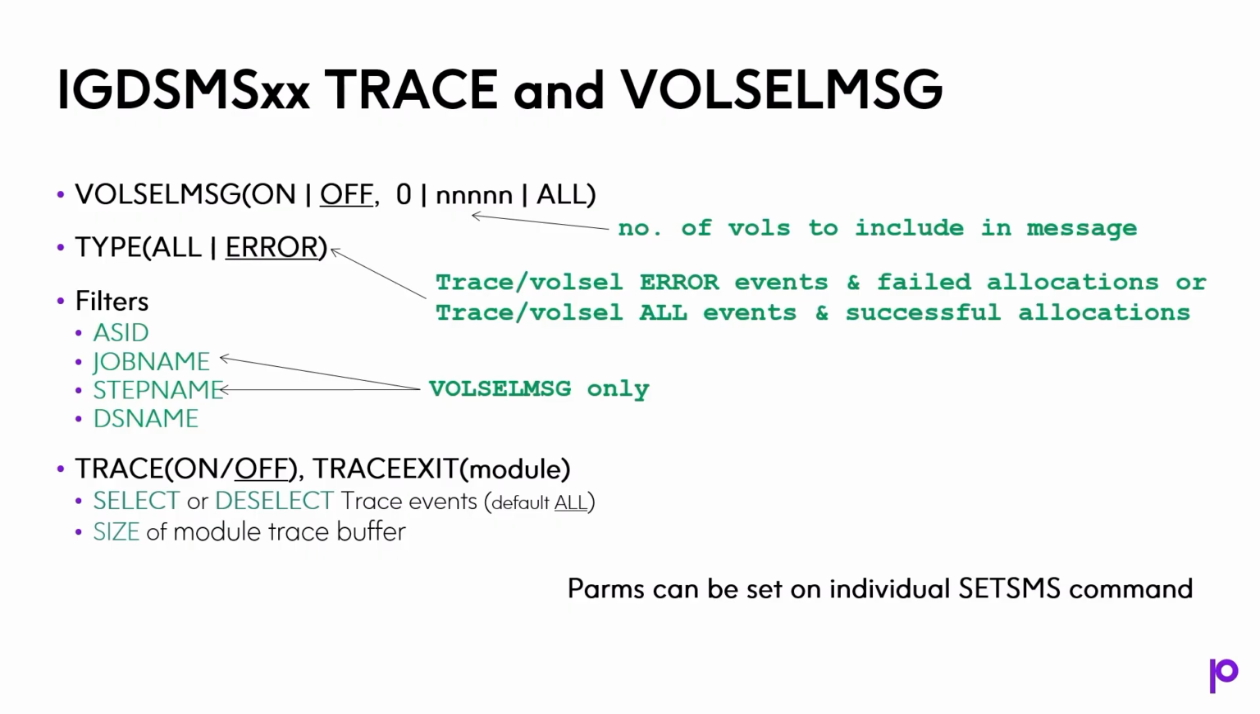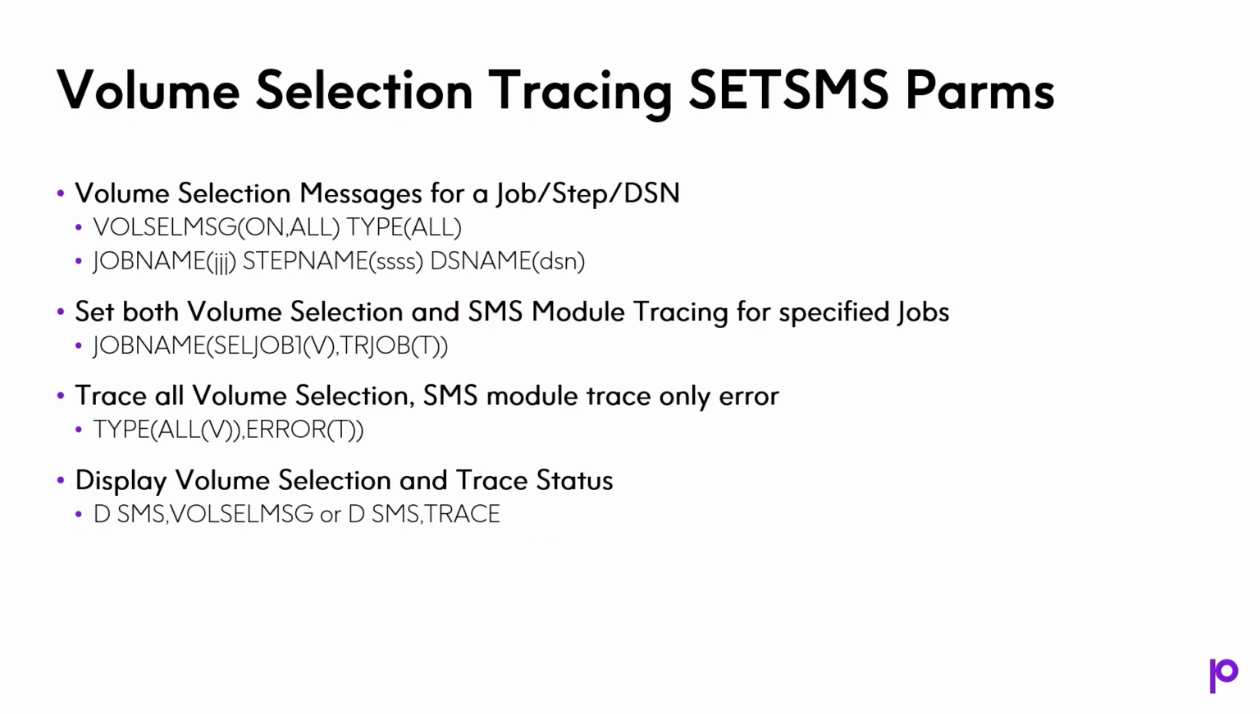And do I want these volume selection messages to come out for all allocations? No, I probably will want to see them mostly for allocations that fail, because those are the ones I'm interested in seeing the volume selection trace. And I don't want to trace every allocation, so this is usually used for reproducing a volume selection error. So I can filter it based on ASID or job name or step name or dataset name. And so usually I would set these via an individual SET SMS command. And again, because both the volume selection and the trace parms use the same syntax, it can be a little bit confusing how you set these.